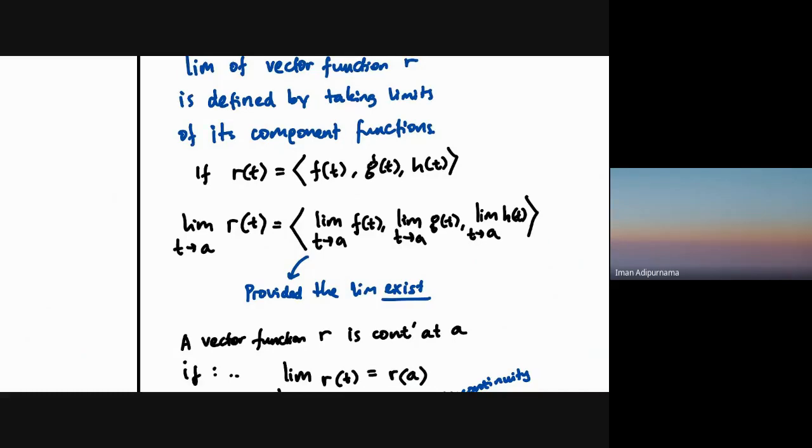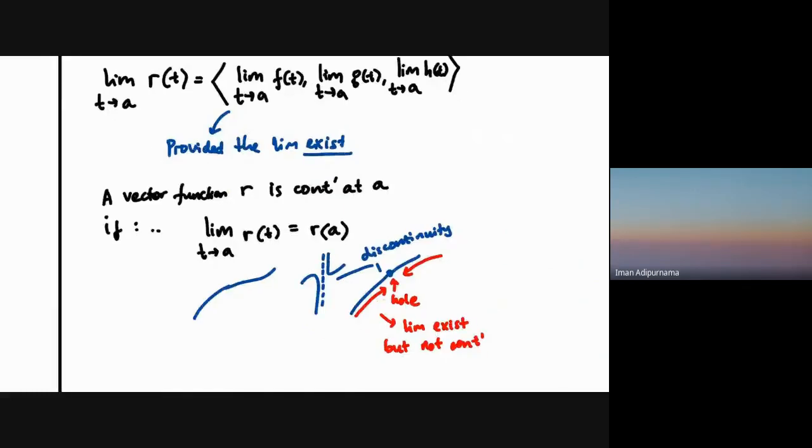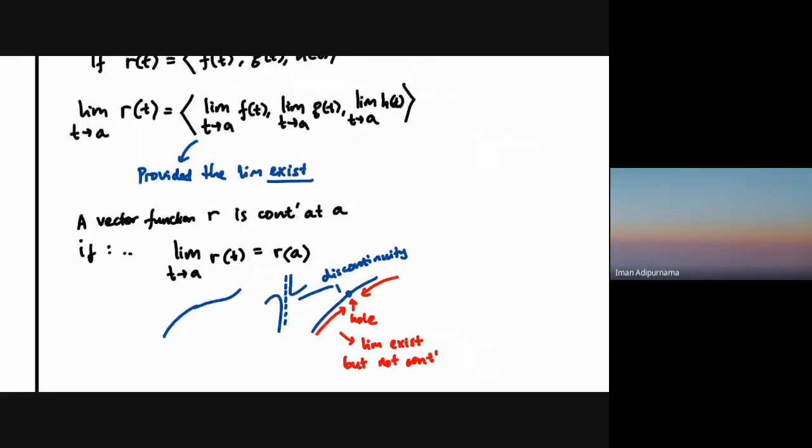So limit of functions f, g, and h. Basically, that's what we will do in the vector function. And of course, the continuity is the same, same definitions, same aspect. The difference is we are using it in vectors.